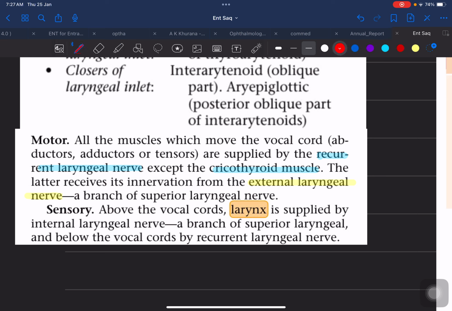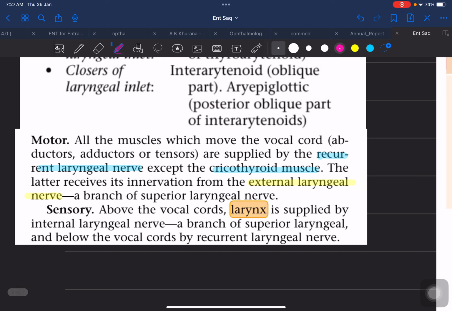Okay, now moving further, talking about sensory supply. Now sensory supply, what we have is above the vocal cord, the larynx is supplied by the internal laryngeal nerve, a branch of the superior laryngeal nerve, and below the vocal cord by the recurrent laryngeal nerve. Now sensory supply is by two nerves. What are the two nerves? One is internal, one is what?